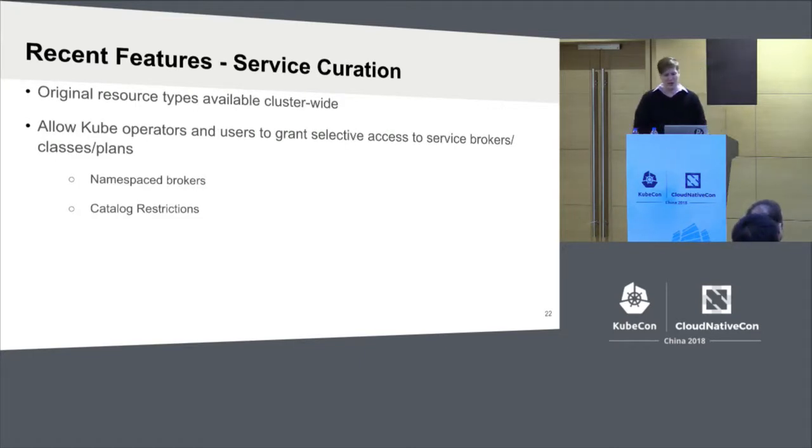Okay, so moving right along, some recent features we've implemented in the past 6 months. So originally, the original resource types that we implemented pretty much allowed cluster-wide access to anything that was on the service catalog. And we've received a lot of requests for various ways to filter that. And we've implemented a couple of generic solutions to that, which hopefully should allow cluster operators and cluster users to restrict access in a way that they want. The two I'm going to talk about today are namespace service brokers and catalog restrictions.